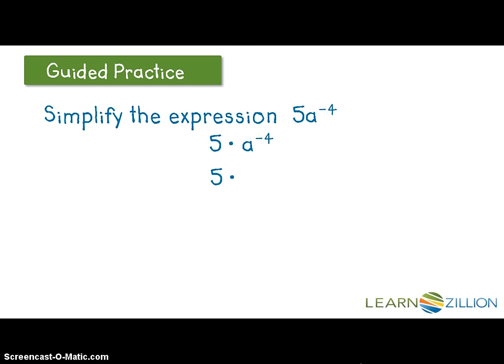And so we can rewrite that as 5 times, and then we have to think, a to the -4th power, well, that's equal to 1 divided by a to the +4th power. And now we can simply multiply 5 times 1 because we multiply the whole number by the numerator and then we divide by the denominator. So this gives us 5 divided by a to the 4th power. Do you think you're ready to try one on your own? Give it a shot.